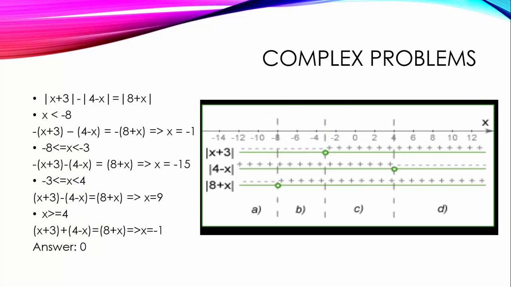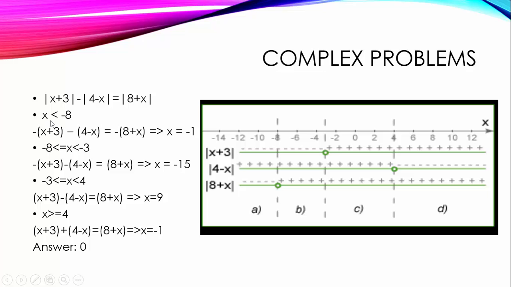Let us look at the three steps approach for complex problems. Example 1: mod x plus 3 minus mod 4 minus x is equal to mod 8 plus x. How many solutions does the equation have? There are three key points here: minus 8, minus 3, and 4. So we have four conditions.